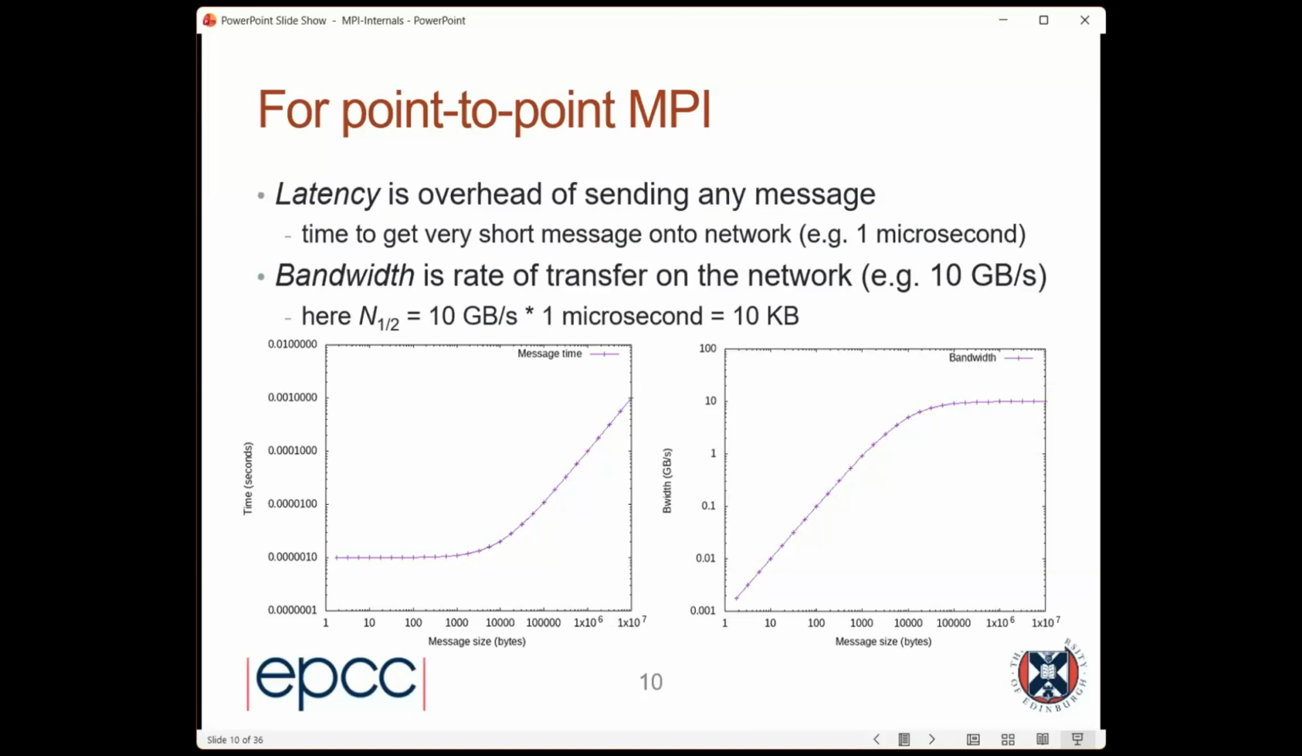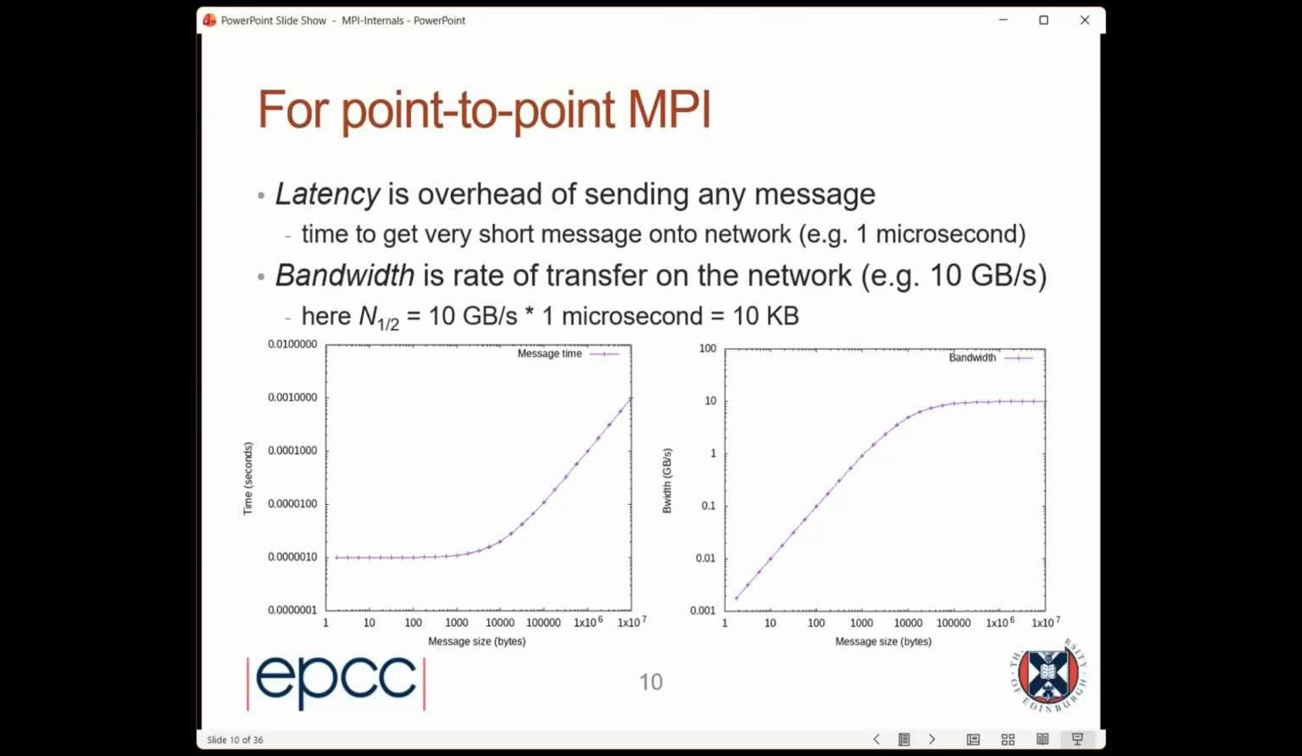The bandwidth, which is what the manufacturers like to quote to you, because it's a nice big number, is the rate of transfer on the network. So if you send a really, really big message under ideal conditions, how fast does it go? Consider a parallel computer where the latency is about a microsecond and the bandwidth is 10 gigabytes per second.